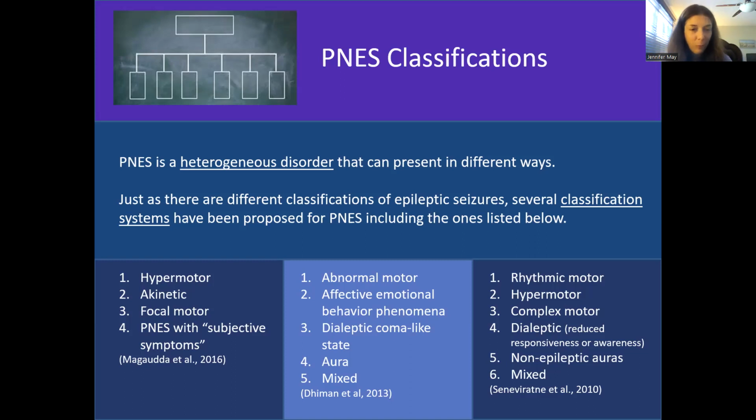So for example, one group said there's hypermotor type, so it's like maybe a lot of motor activity. There's an akinetic type with maybe very little motor activity, a focal motor type, and PNES with subjective symptoms, so people reporting certain symptoms. Some types were dialeptic coma-like ones, where it's like very reduced awareness. You're kind of almost like comatose in a way in your presentation. So there's different kinds of styles. I don't want to go through every single one, but just to get a sense that your presentation could be one of these things, or maybe a few.